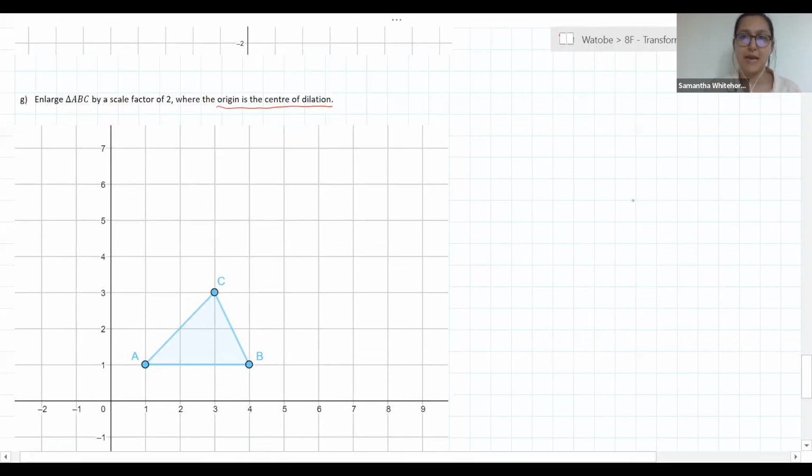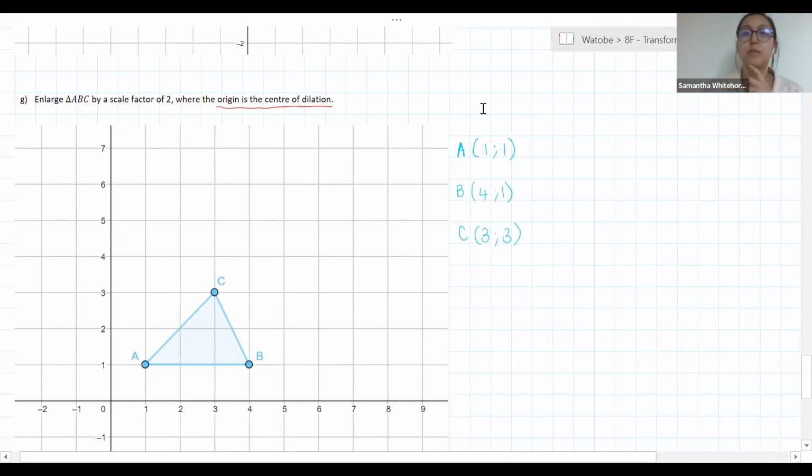Okay, Bontle, give me A. Ma'am, A is 1, 1. Excellent. So A is sitting at 1, 1. Matlogonolo, give me B. Ma'am, B is 4 and 1. Excellent. 4, 1. Tiamo, can you give me C? C is 3 and 3. Excellent. C is at 3, 3.